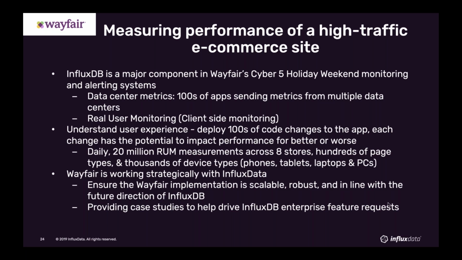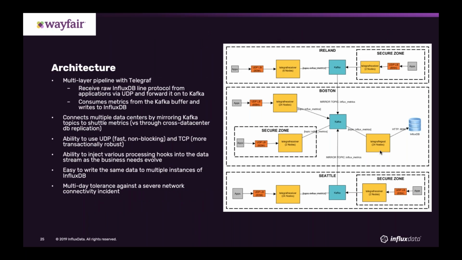And what's been great for us is that they're providing us feedback to help drive our next generation of InfluxDB enterprise features. Let's look at what their architecture looks like. So this is what they look like when they had 3 data centers. They're up to 6 right now, but they have a multi-layer pipeline with Telegraf. They're receiving all of the raw influx data through line protocol, which is our protocol for ingesting data.